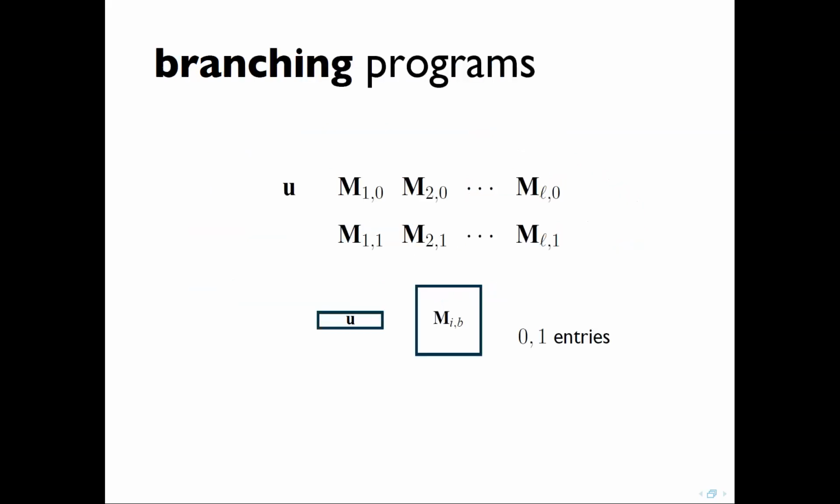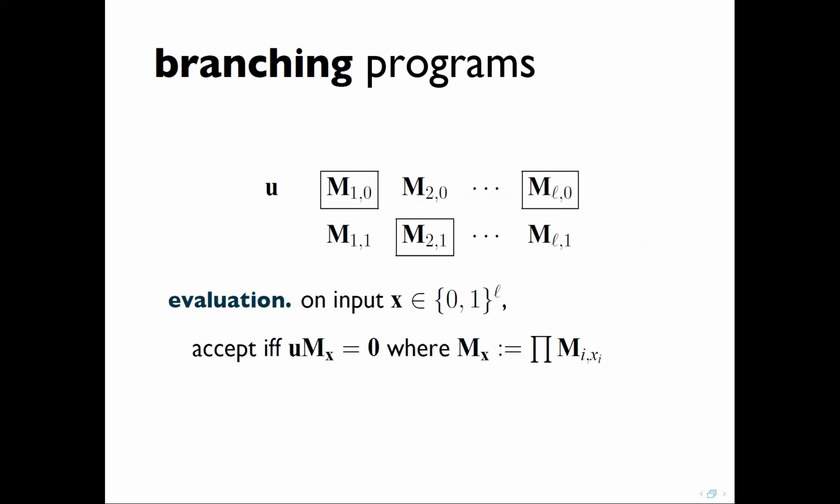To describe our iO schemes, we first need to talk about branching programs, which are the inputs for our obfuscation schemes. Here we're going to work with a very simple definition of branching programs, which are specified by a row vector U and L pairs of square matrices. When you evaluate this branching program on an L-bit input X, we basically take a subset product of the M matrices, multiply it by U, and check whether you get the all-zeros vector.